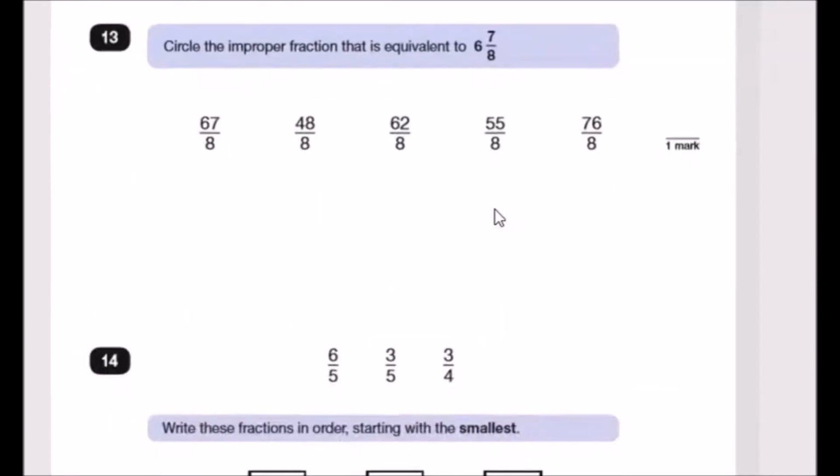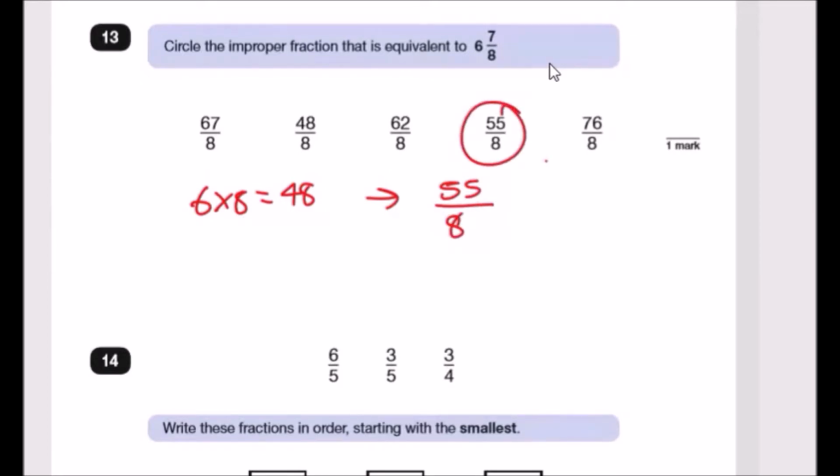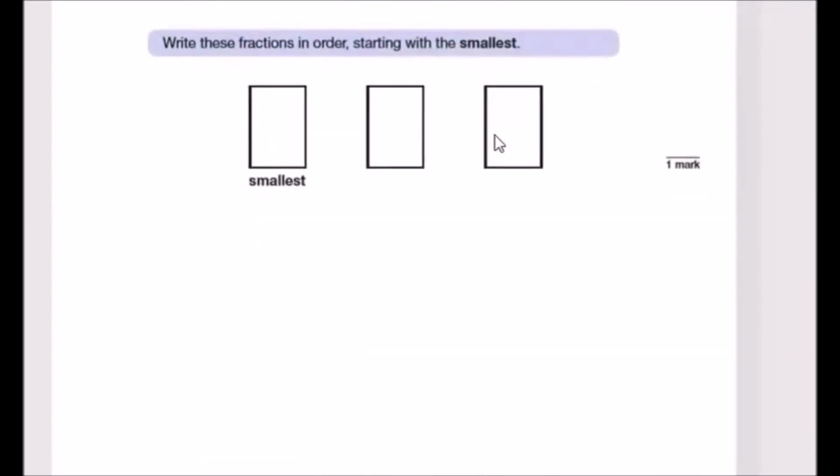All right, 13. Circle the improper fraction that is equivalent to 6 and 7/8. So firstly, let's convert this to an improper fraction ourselves. To do this, there's a nice trick. I always multiply these two numbers, so 6 times 8. This should give us 48, and then you just add the top half, 7. So 48 plus 7 will give us 55, and it's all over 8. So yep, it's this one. All right, that was very easy.